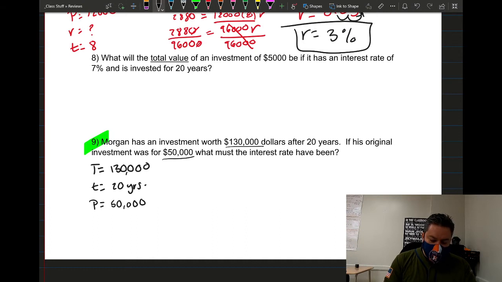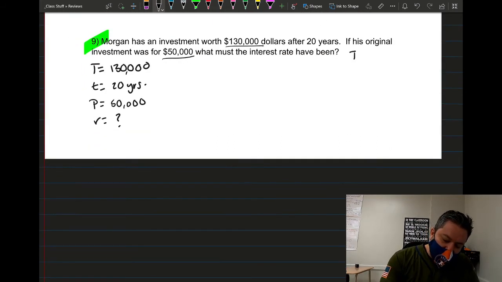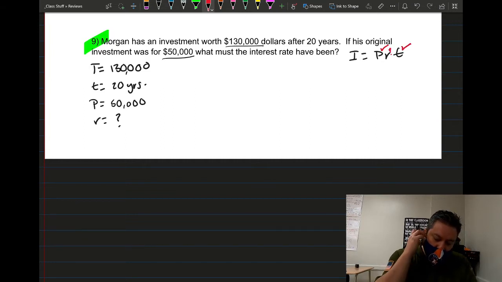What must the interest rate have been? So I need to know the rate, but they're not giving me something that I need. Look at the formula. The formula says I equals PRT. Okay? I know the principal. I can find this. I know the time, but I don't know the interest, right? I need to know the interest in order to find the rate. I cannot have two unknown values.